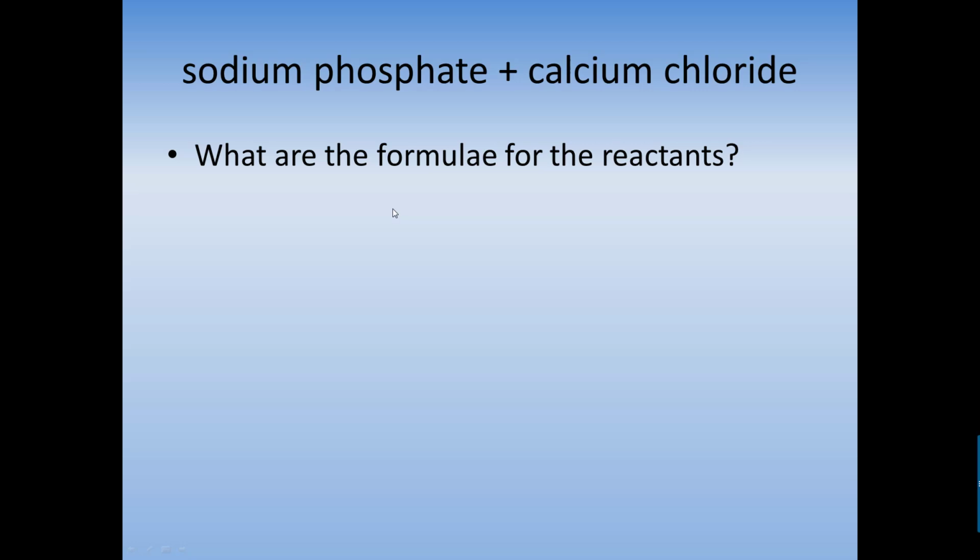Well, let's start by listing the ions that are involved. So we have sodium. Sodium is in group 1, or group 1A in the older nomenclature of the periodic table. Sodium forms ions with a +1 charge. Phosphate ions, we know because we've memorized them, have the formula PO4 with a 3- charge.